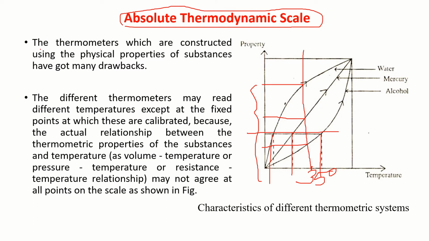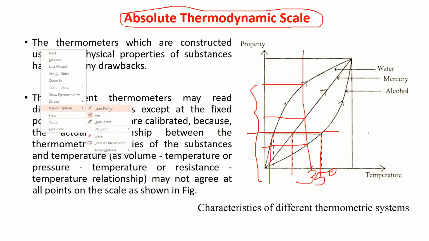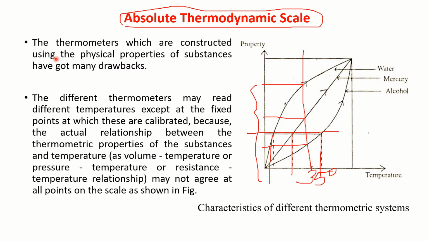See here, the thermometers which are constructed using physical properties of substances have many drawbacks. The different thermometers may read different temperatures except at the fixed points here and here. This may be the ice point or triple point of water. This may be the steam point. At these two calibration points, they read the same value, but in between they read some other value.